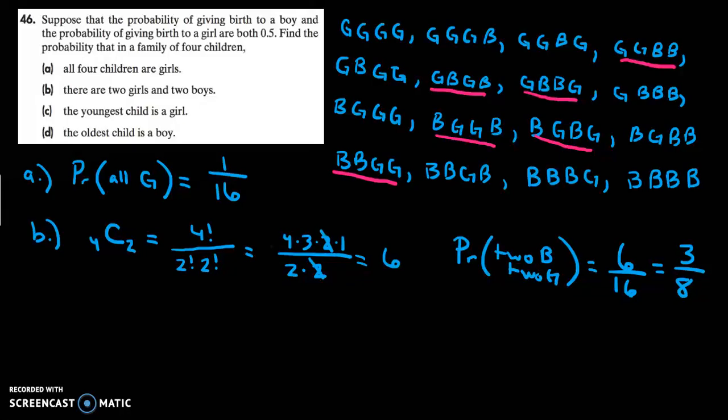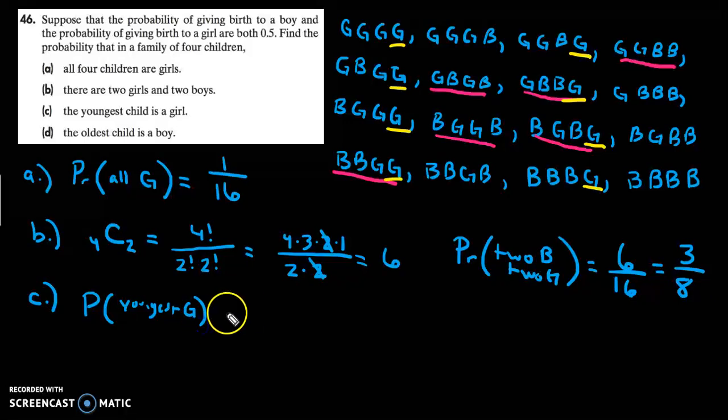Okay, so the next one wants to know what's the probability that the youngest child is a girl. So let's see how many of them have the youngest one as a girl. So let's say this is first, this is last, so we'll say this is the youngest. So there's 1, 2, 3, 4, 5, 6, 7, 8 out of 16. And so 8 out of 16 is a fraction that reduces to 1/2. So the probability that the youngest is a girl is 8 out of 16, or 1/2.